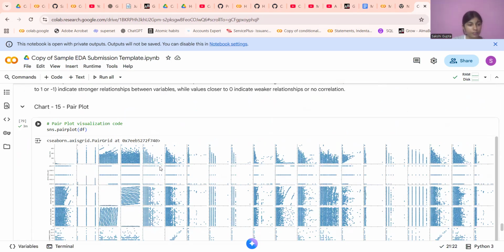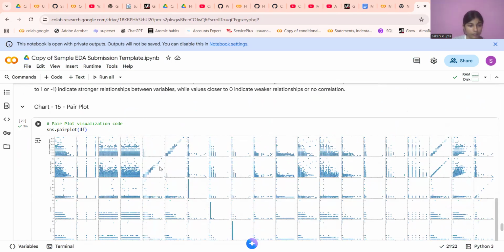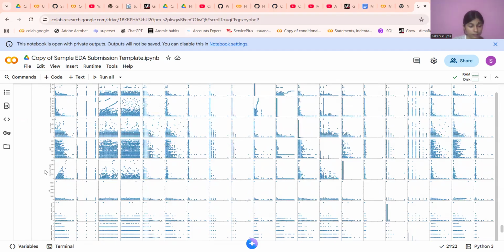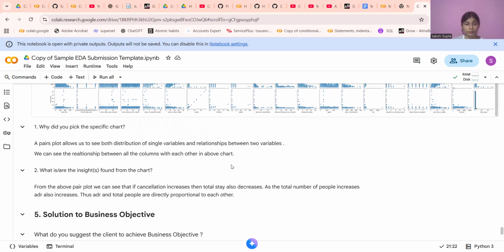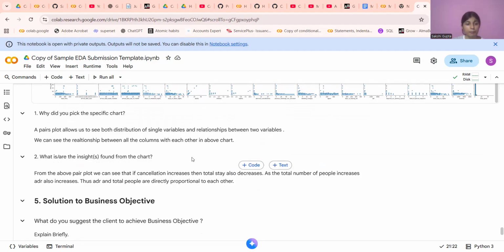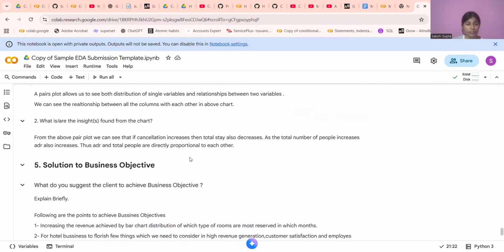This is my fifth chart, the pair plot chart. Here I use the pair plot chart. The plot allows us to see the distribution of a single variable and the relationship between two variables. We can see the relationship between all the columns with each other in the above chart.